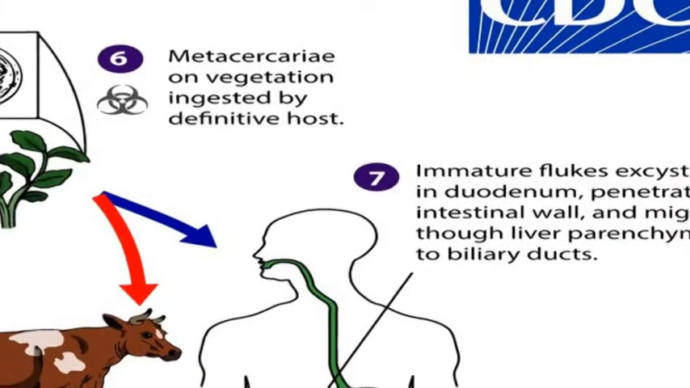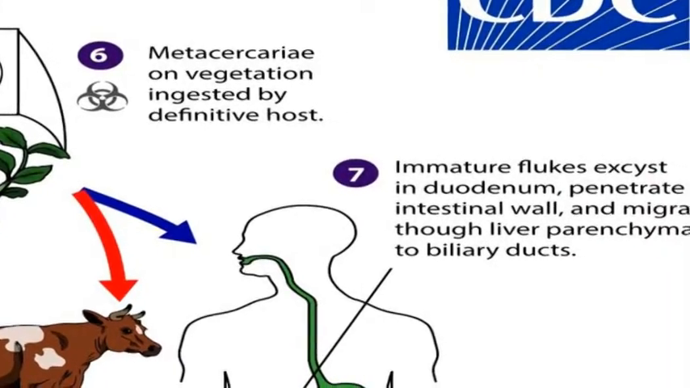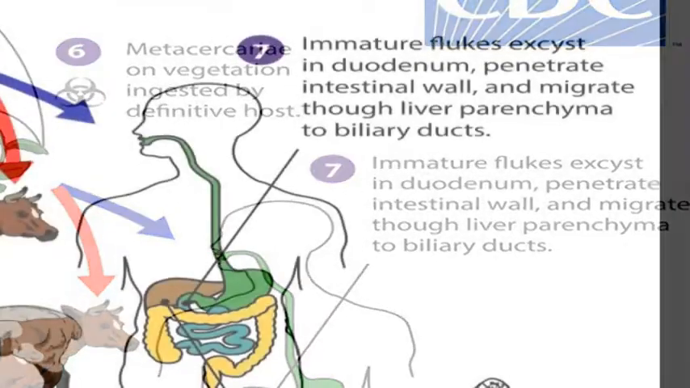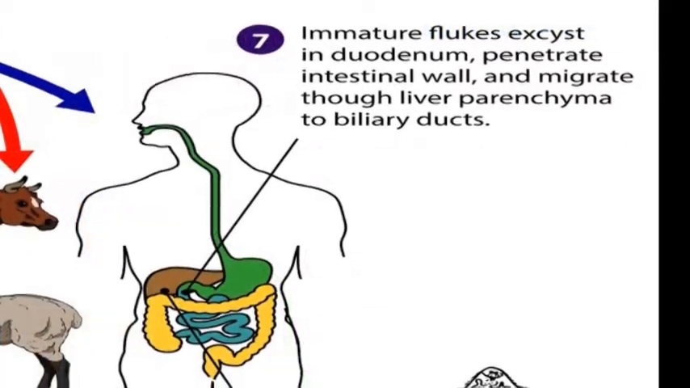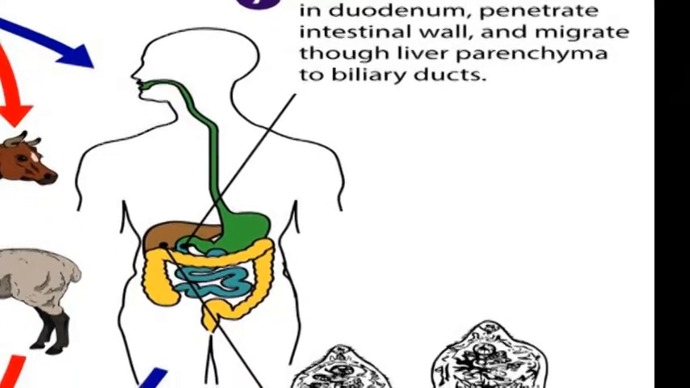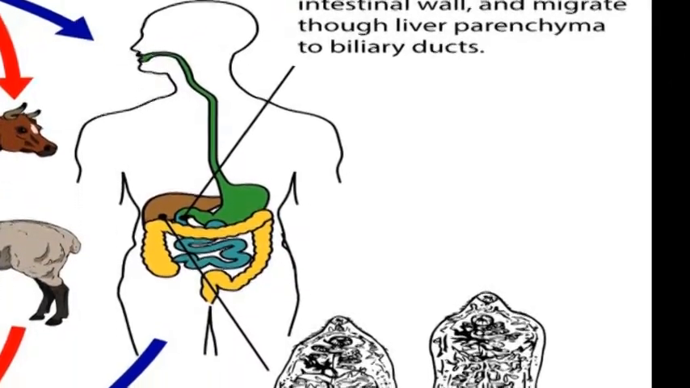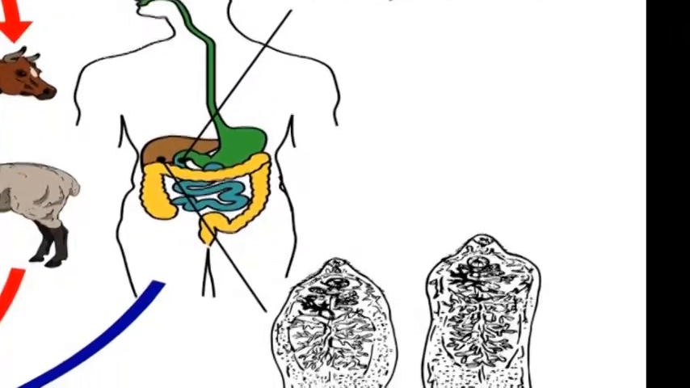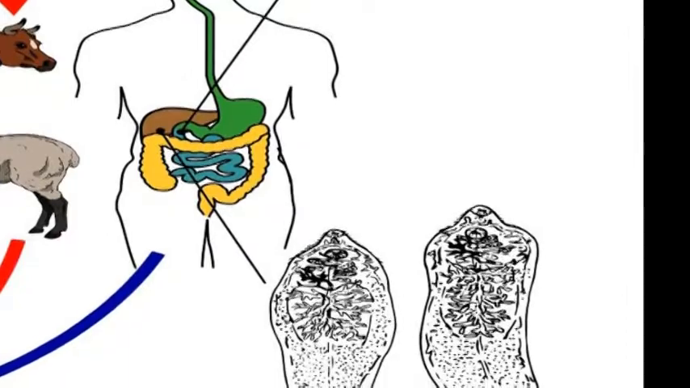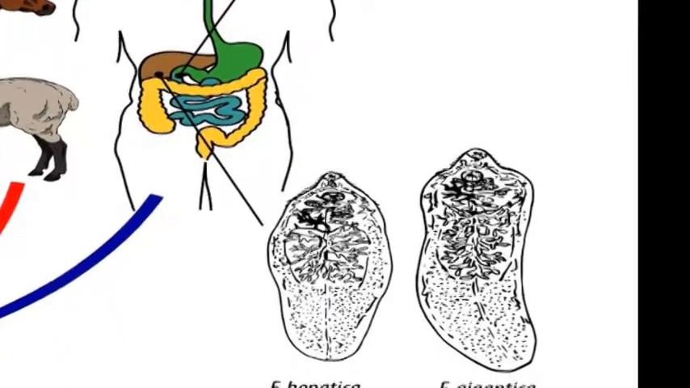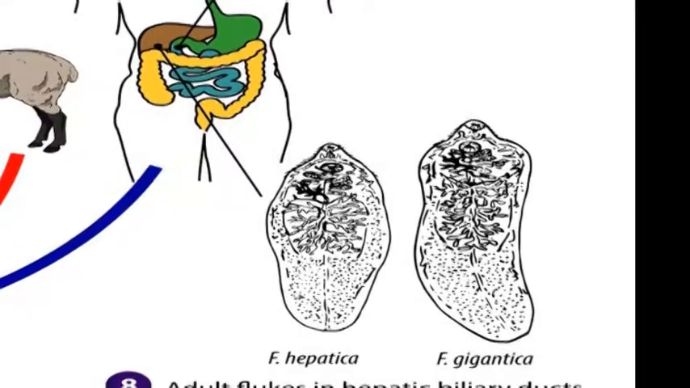After ingestion, the metacercariae excyst in the duodenum and penetrate through the intestinal wall into the peritoneal cavity. The immature flukes then migrate through the liver parenchyma into the biliary ducts, where they mature into adult flukes and produce eggs. In humans, maturation from metacercariae into adult flukes usually takes about 3 to 4 months.